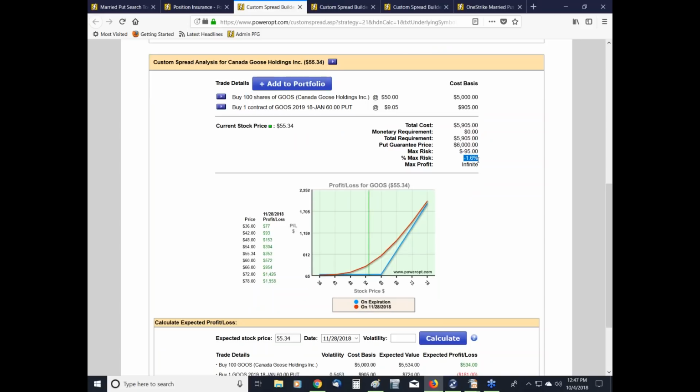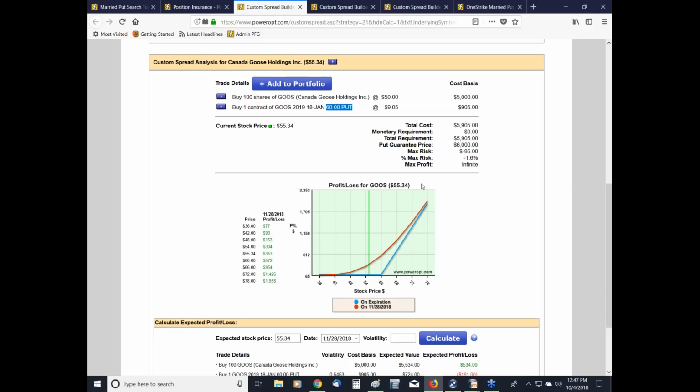So here we show a negative risk. What does that mean? Positive gain. Worst case scenario between now and January, even if the market collapses, I'm going to make 1.6%. Why did I choose the 60 put? Because just like opening a new married put position, I don't want to go to the 70 or the 75.